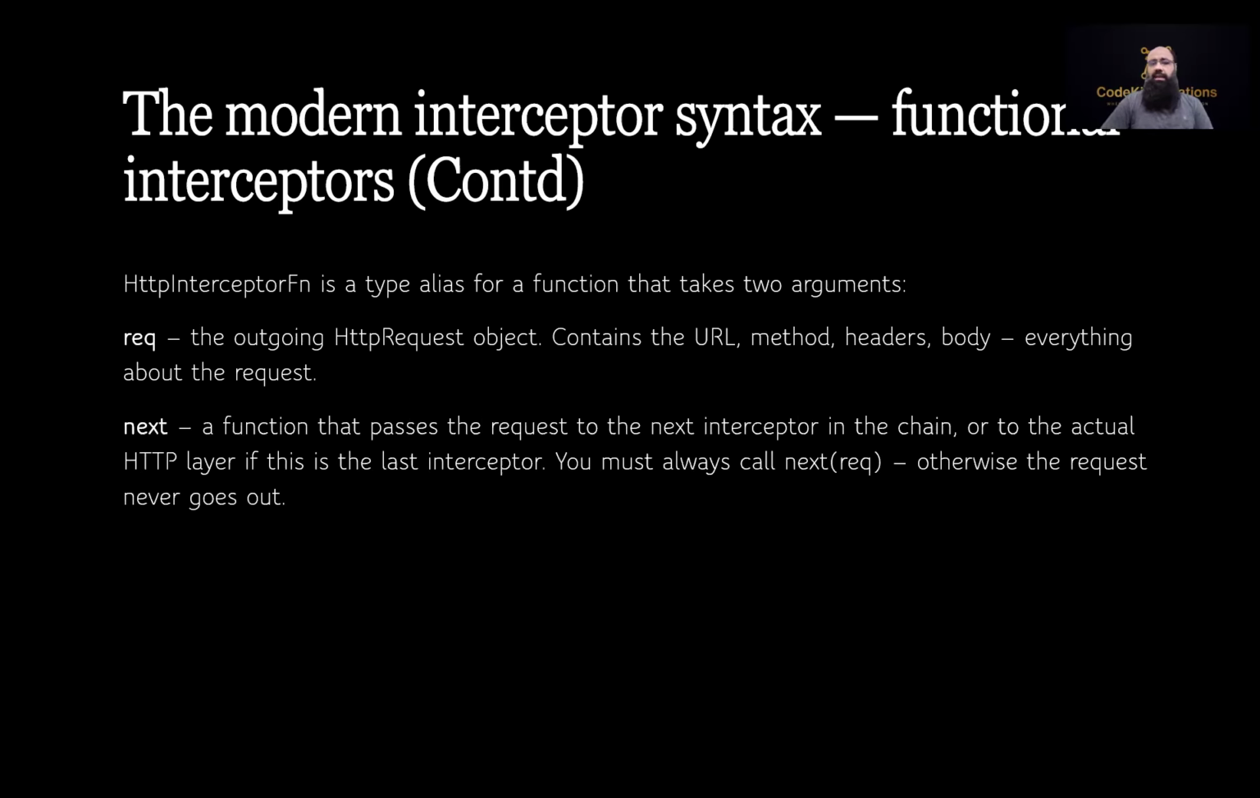And the second thing is next. This itself is a function that passes the request to the next interceptor. The reason is that interceptors are used in the form of a chain. Let's say one interceptor, when it fulfills, then it's passed on to the next one, then to the next one. So this keeps on chaining. So what does next do? It passes the request to the next interceptor in the chain, or to the actual HTTP layer if this is the last interceptor. So we always have to call next with the request, otherwise our request never goes out.